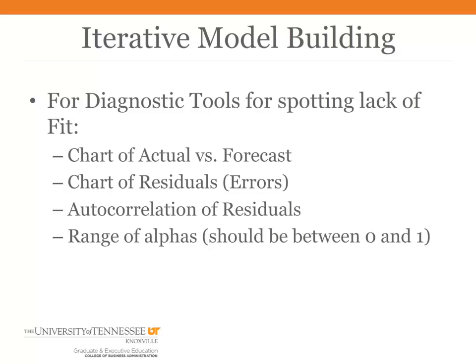And then the range of the alphas. We know those should be between 0 and 1. If the alphas come out to be some crazy number, that would be an indication you have the wrong model. And in fact, my recommendation is that you tell Solver to constrain the values of the alpha to be between 0 and 1, and you won't even encounter that particular problem.